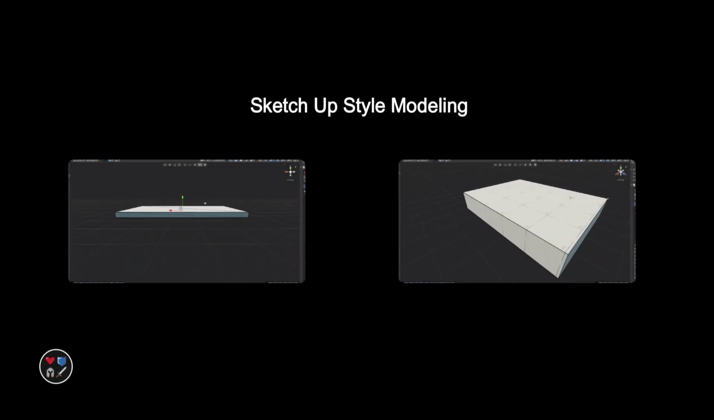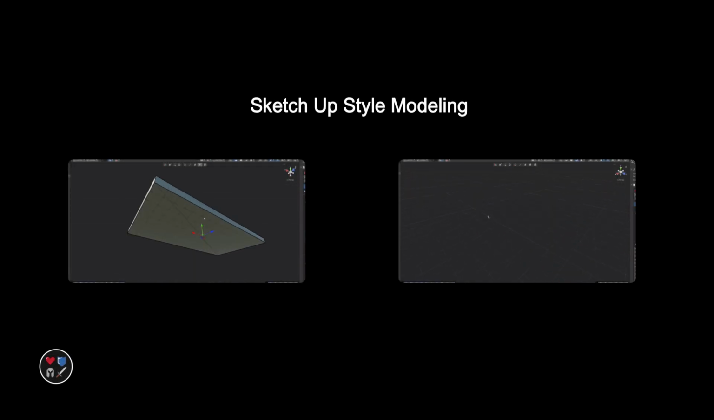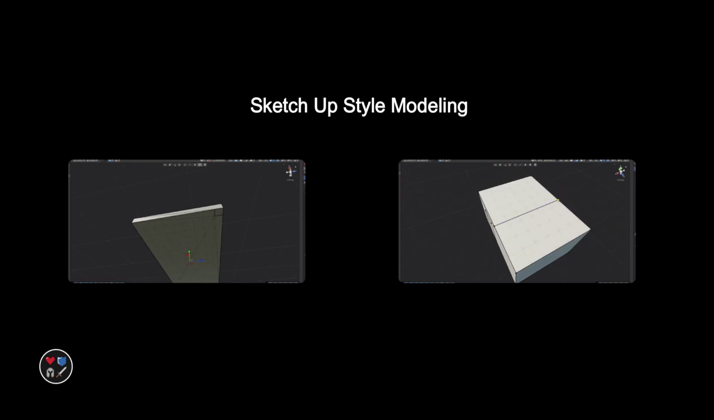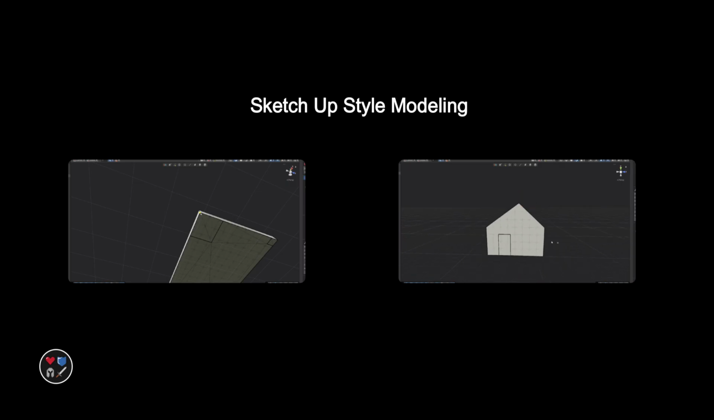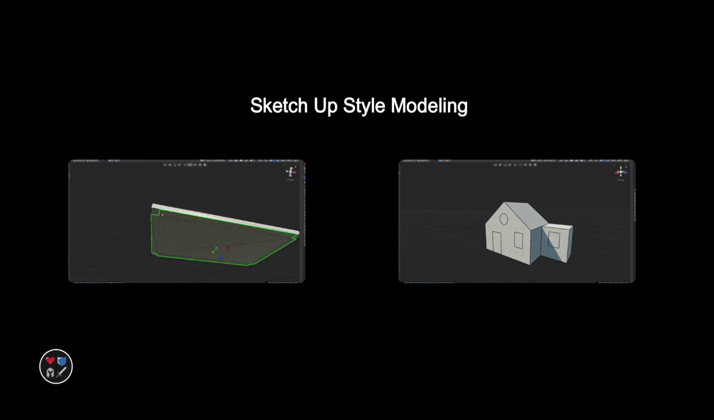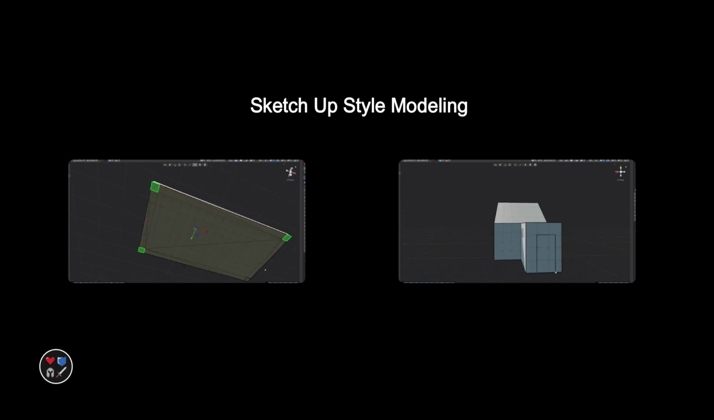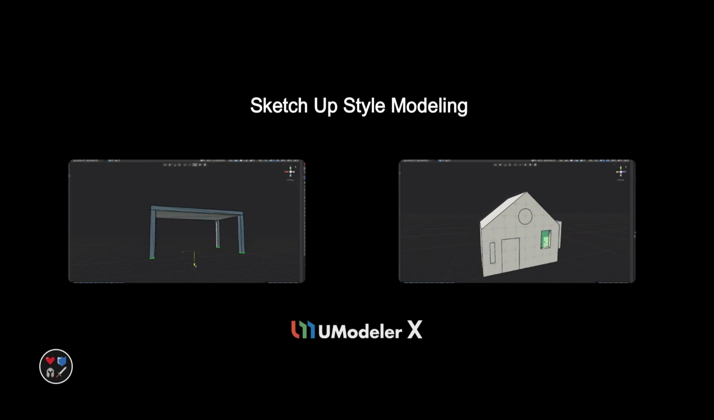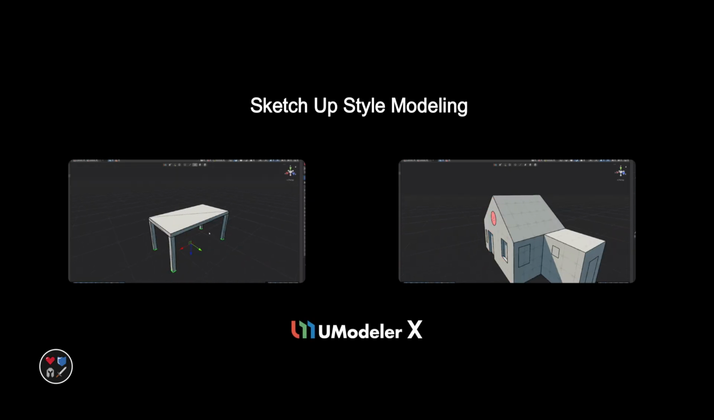SketchUp style modeling is generally a nice and easy way to approach 3D modeling. SketchUp style modeling refers to a fast, intuitive, visually clean approach to 3D modeling. It focuses on simplicity and direct editing. It's not just about the software, but a modeling philosophy. In this video, we're going to take a quick look at some of the tools in UModeler X that help you focus on that perspective.